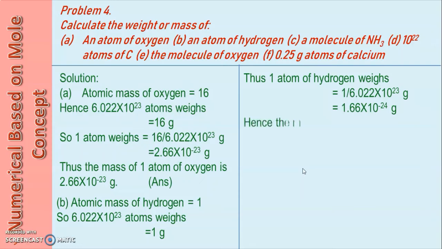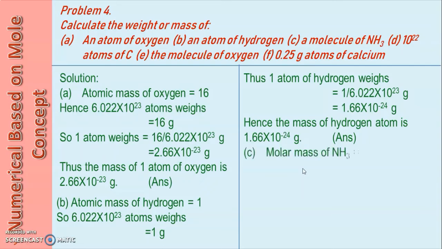Now the next bit is C. The answer you can write. Next bit is C. Calculate the weight or mass of one molecule of ammonia. Here the molecular mass of ammonia is to be found. The molecular mass of ammonia is 17 gram. Thus, 6.022 into 10 to the power 23 molecules of ammonia weighs 17 gram.